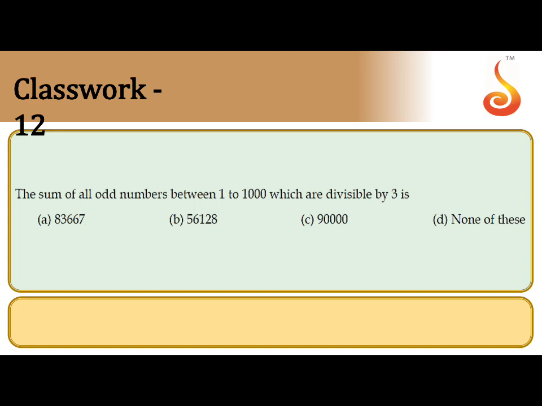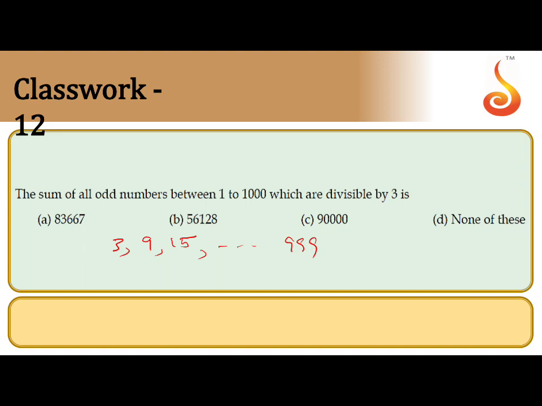Next, the sum of odd numbers between 1 to 1000 which are divisible by 3. So you have to find the sum of all odd numbers between 1 and 1000 divisible by 3. The odd numbers divisible by 3 are 3, next 9. 6 is divisible but 6 is not an odd number. Next, you can take 15. Like that, the last odd number is 999.